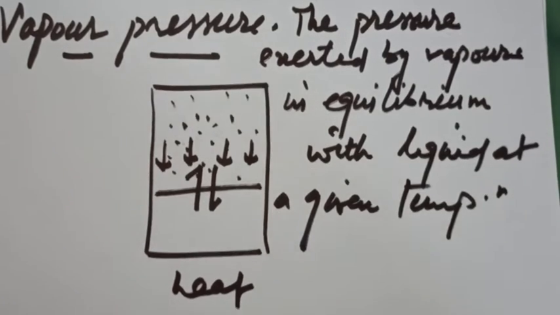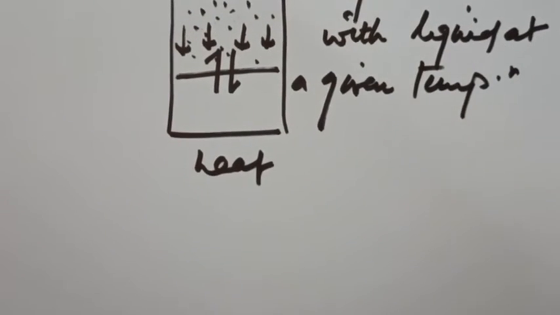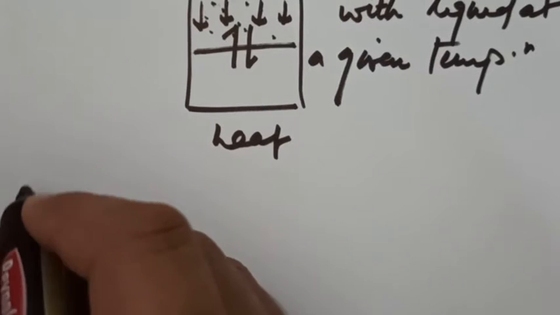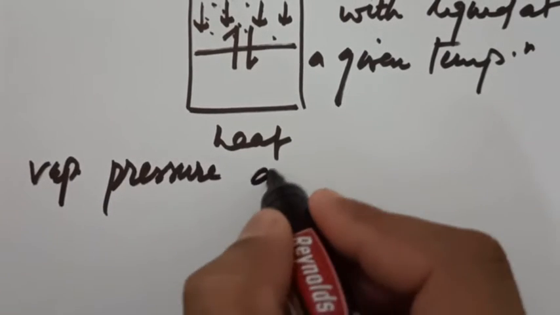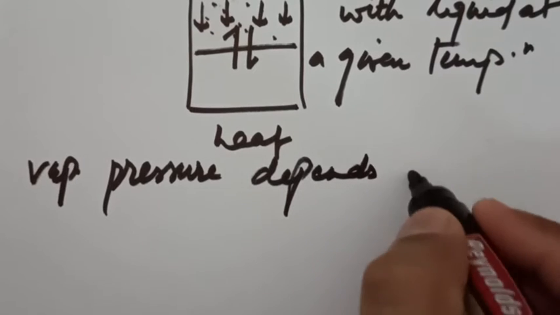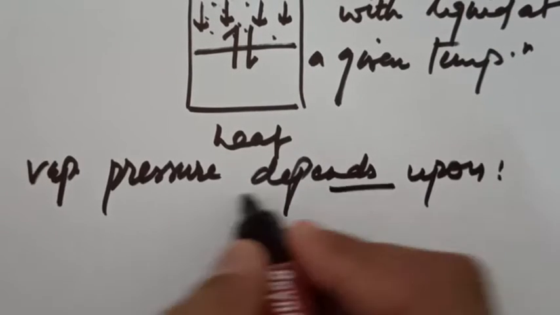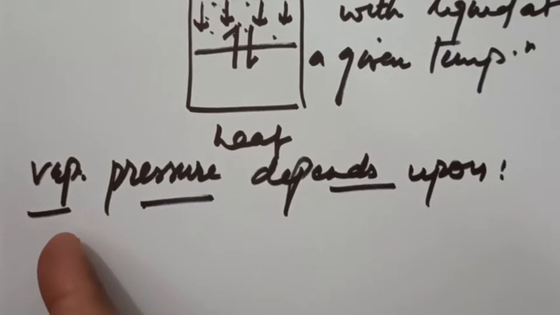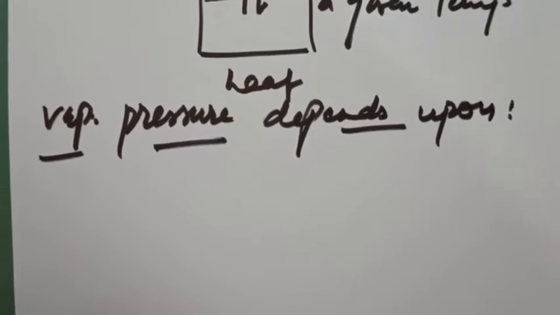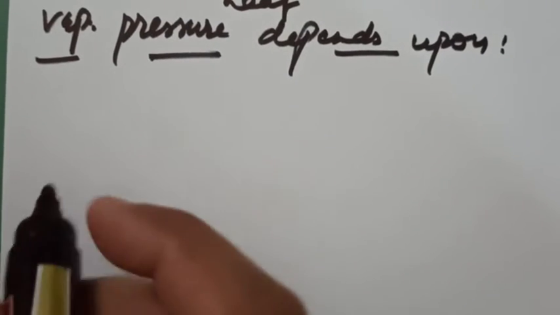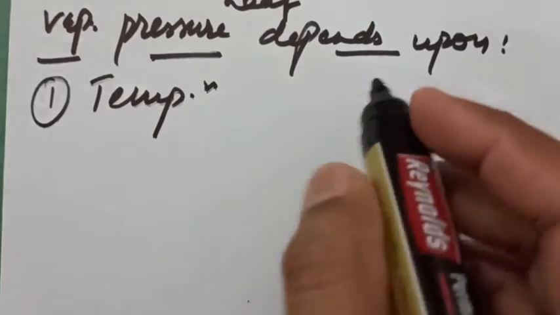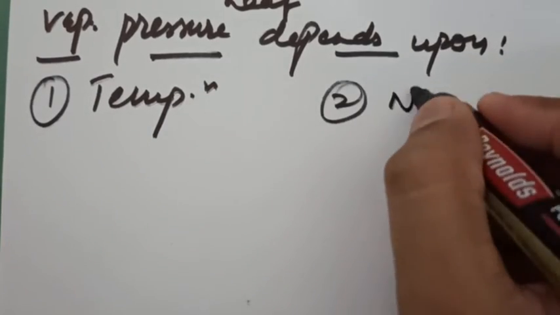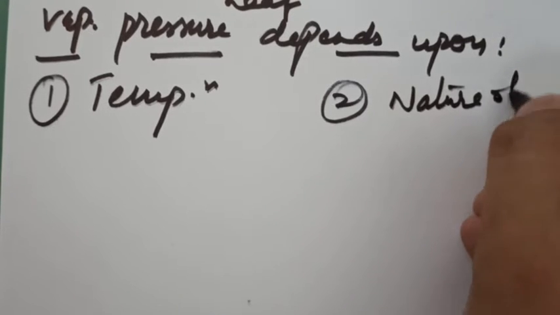Okay, now on what factors does the vapor pressure depend? The vapor pressure depends upon, I am writing the short form here, but you are not supposed to write the short forms in exams also. Okay, so vapor pressure depends upon two factors only. First one is temperature, second one is nature of liquid.